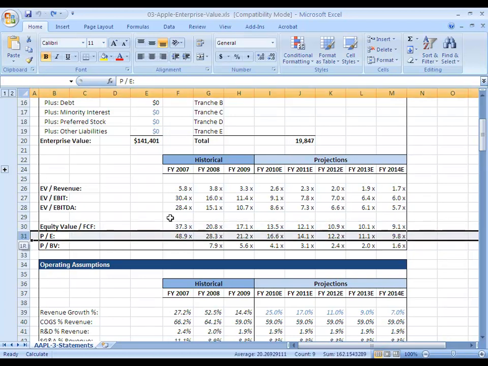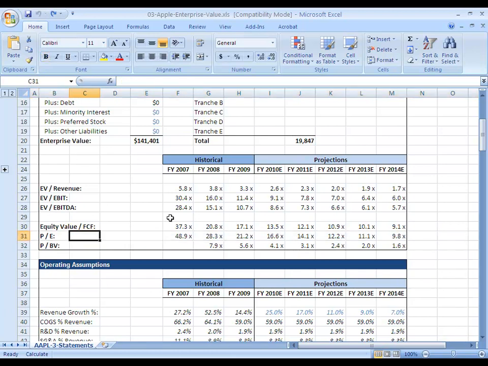PE and price to book value are most applicable for financial institutions and banks that are very focused on how much interest income they're earning and where capital structure is very important. So use these most often for those companies, financial institutions. You can look at PE for other types of companies as well, but it's certainly most common for those.